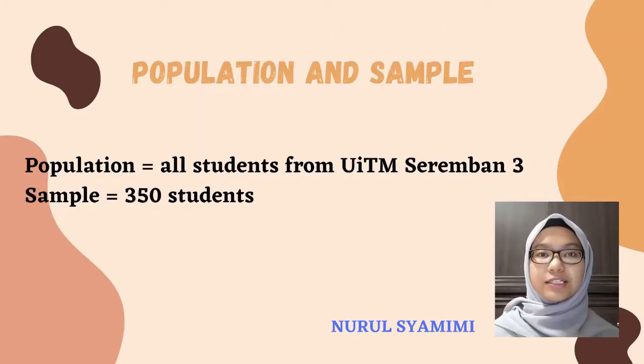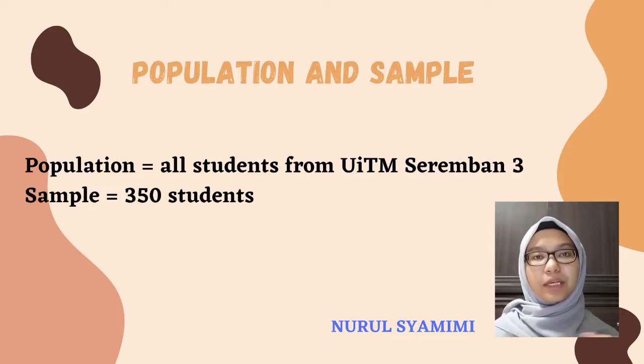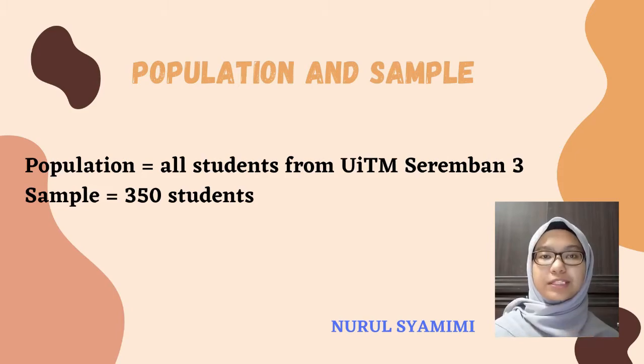For population and sample, we took all students from UiTM Seremban 3 to be our population, and we chose 350 students at random from the three faculties in UiTM Seremban 3, which is FSR, FSPPP, and FSKM, to be our sample.